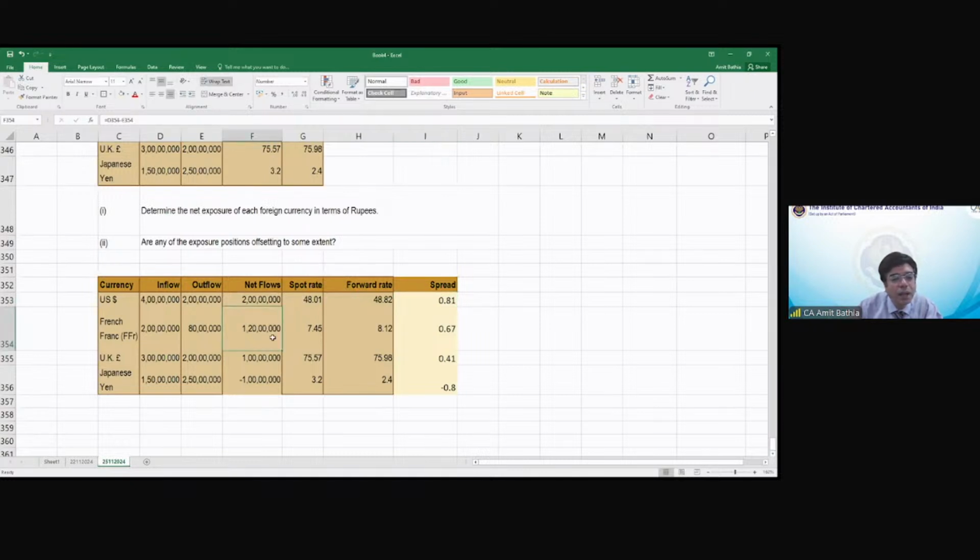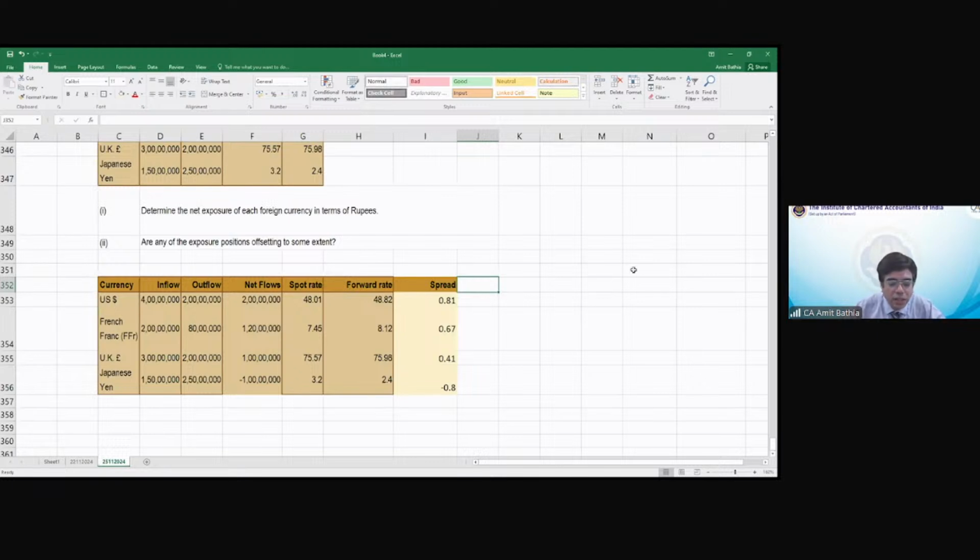For French franc, I have a net inflow, and again franc is going to appreciate, so it is positive for me. Similarly, for UK pound also, I have a net inflow and spread is positive, so it's going to be positive for me. In case of Japanese yen, I have a net outflow. However, the spread is negative. So what is this going to do? Though I have an outflow position, because the spread is negative, it actually benefits me by saving my money, right? Yes? Are you all with me?